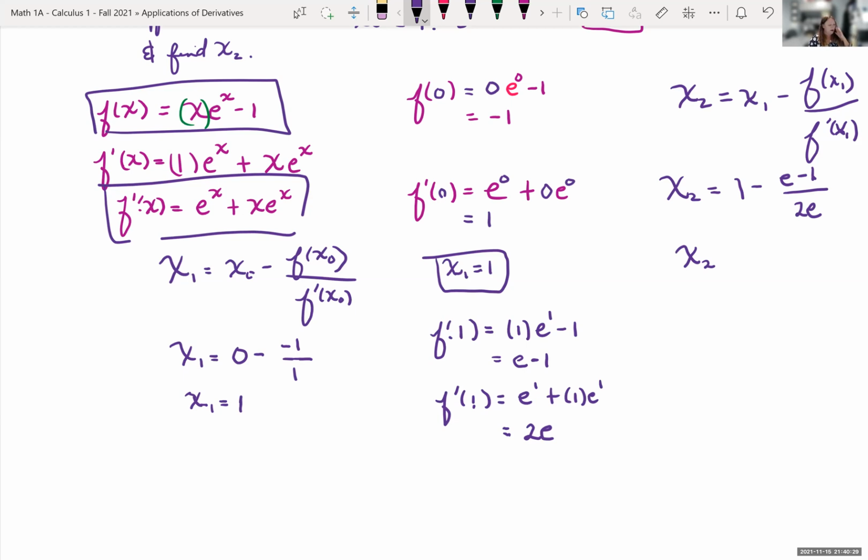So this is where I would probably plug it into the calculator and get an estimate. Be careful when you're plugging in that numerator, put parentheses around it. So I have 1 minus parentheses e minus 1, and then parentheses divided by 2e. I would put parentheses around 2e. And we get that that is approximately 0.68.